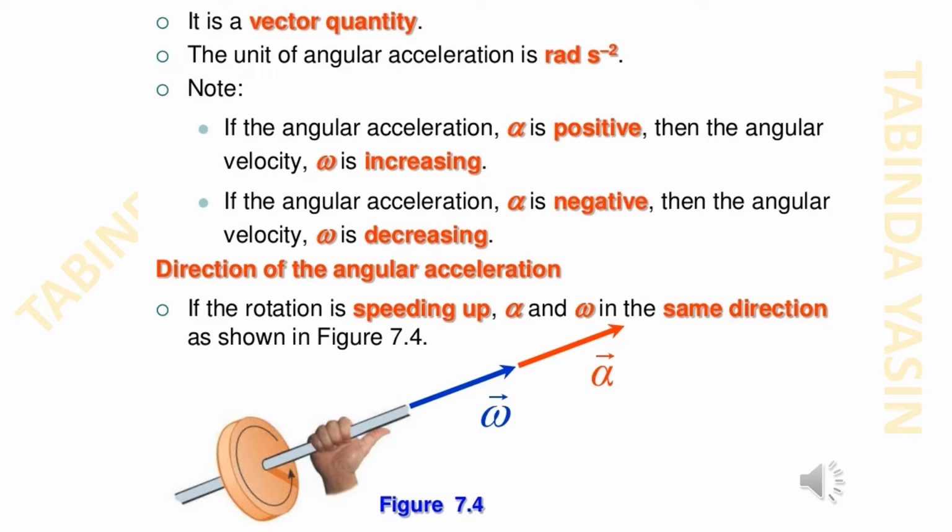Now to find the direction of the angular acceleration: if the rotation is speeding up, that means alpha and omega are in the same direction as shown in the figure. It means that as the speed of the rotating object increases, alpha is in the same direction as the angular velocity, and it will be in the negative direction when the angular velocity is decreasing. Or you can say that the speed of the object is decreasing, similar to the case of the rotating tires of a bus or a car.